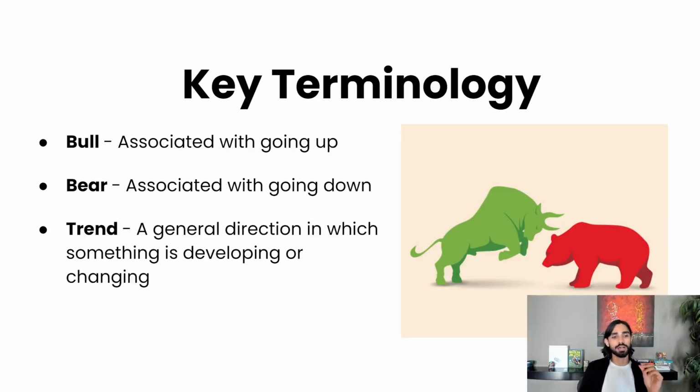Finally, I want you to understand what a trend is. A trend is a general direction in which something is developing or changing. In a market, you will have an uptrend, a downtrend, or consolidation, a sideways trend. Market goes up, down, or sideways.